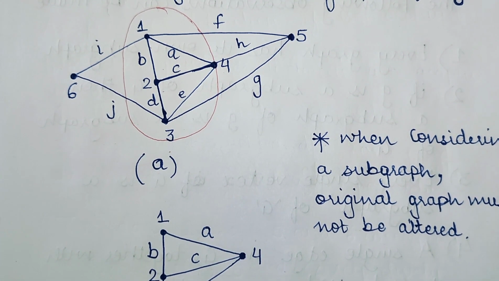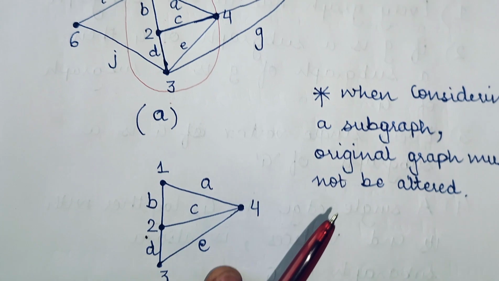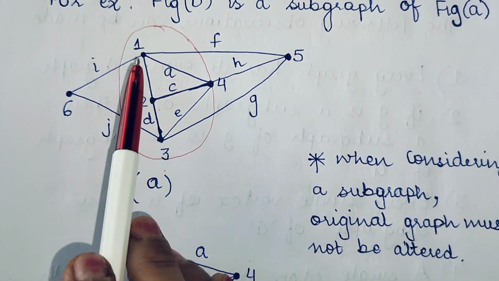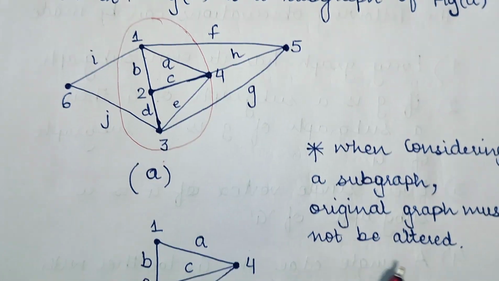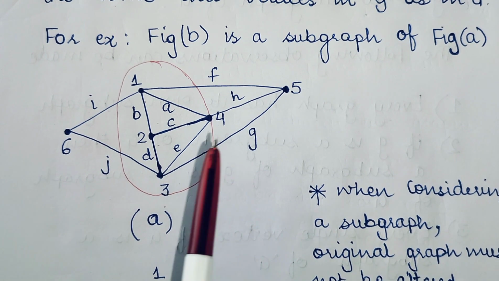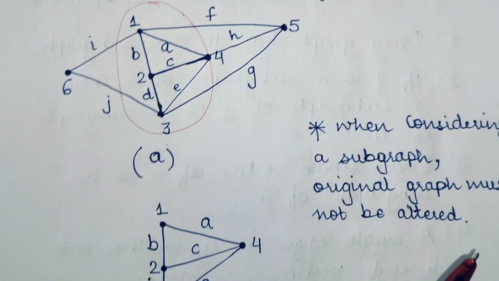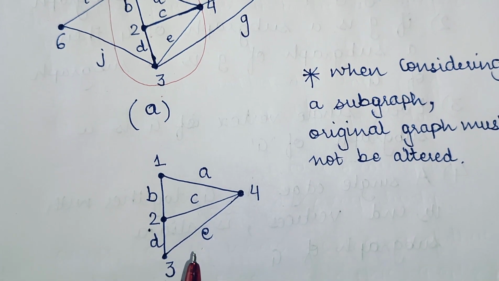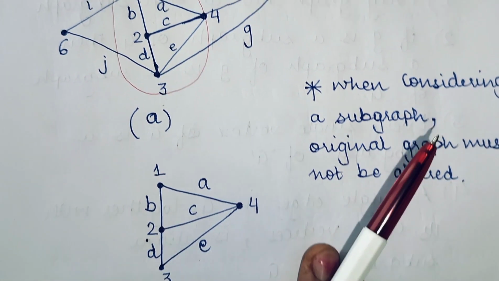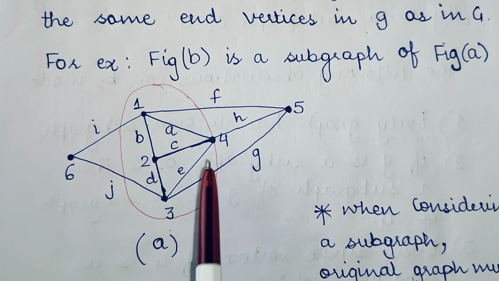If I look at edge A in graph B, it has the end vertices 1 and 4. Similarly, edge A in graph A has the end vertices 1 and 4. Then the edge C in graph B has the end vertices 2 and 4, and so does the edge in graph A. Then the edge E in graph B has the end vertices 3 and 4, and so does the edge in graph A.